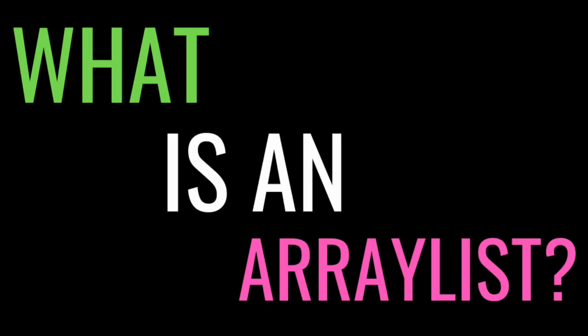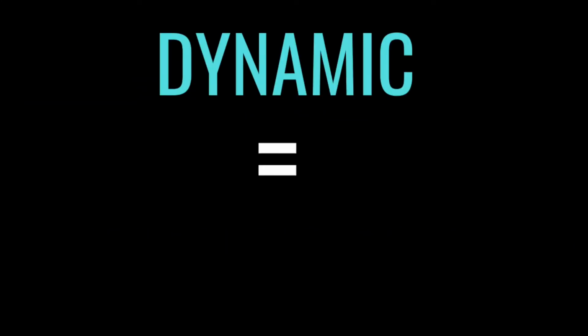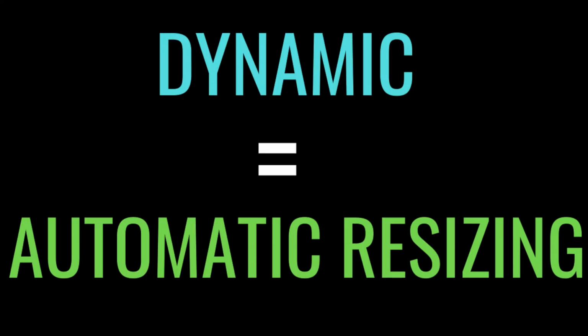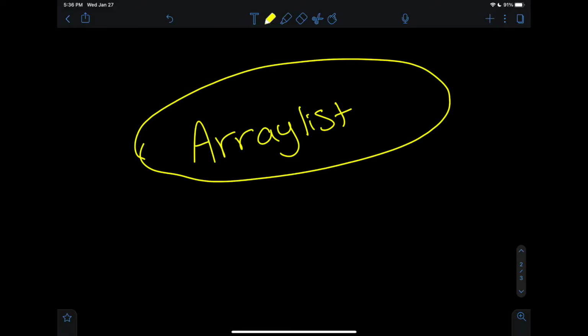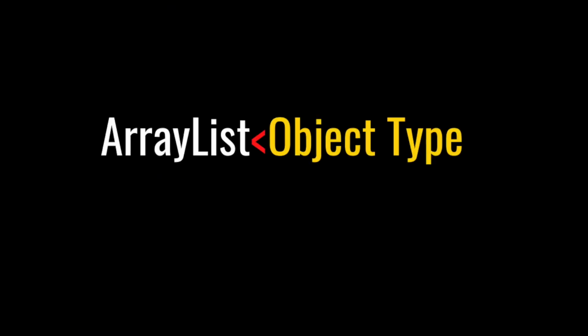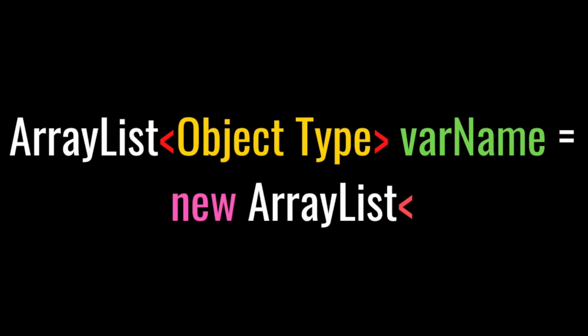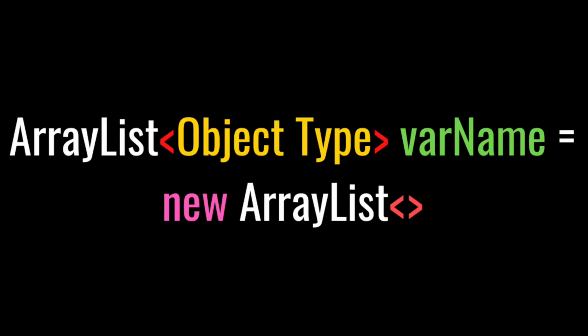What is an array list? An array list is a dynamic array. It's said to be dynamic because the resizing of the data structure happens without us having to manually resize it, like we did with the array. You might have guessed it, but the array list is one of the few data structures that is internally backed by the array. We can make an array list by declaring it like so: ArrayList, left angle bracket, object type, right angle bracket, variable name equals new ArrayList, left angle bracket, right angle bracket, and some parentheses.